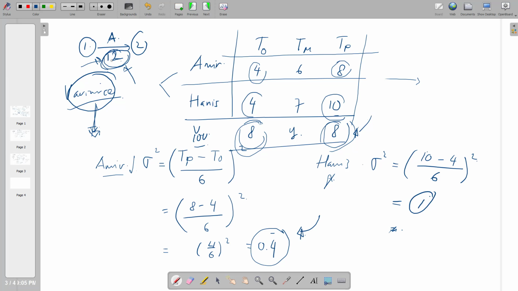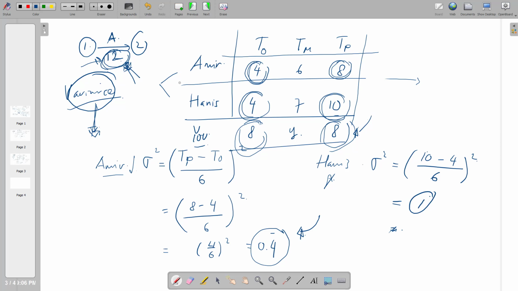Then you ask Amir, what do you think about purchasing equipment? Well, fastest by 8, fastest by 4, latest by 8. And then Hani said, well, fastest by 4 and latest by 10. So which value do you want to take? Which number are you going to put here? The number comes from Amir or the number comes from Hanis?